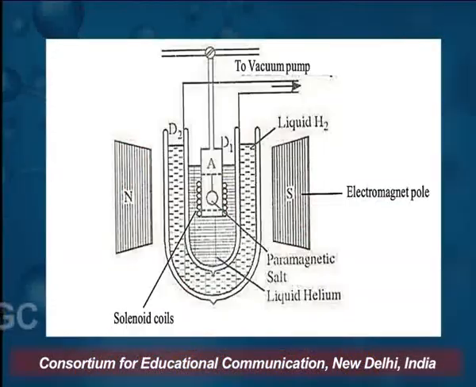So, this is the experimental setup. You can appreciate on the left and the right you can see the electromagnetic poles. You have a strong electromagnet. This electromagnet helps in magnetizing the paramagnetic salt. The paramagnetic salt is suspended in the inner glass chamber. The inner glass chamber is surrounded by two U-shaped Dewar flasks. These are special flasks, double walled flasks. In one flask we have liquid helium and in the other we have liquid hydrogen.